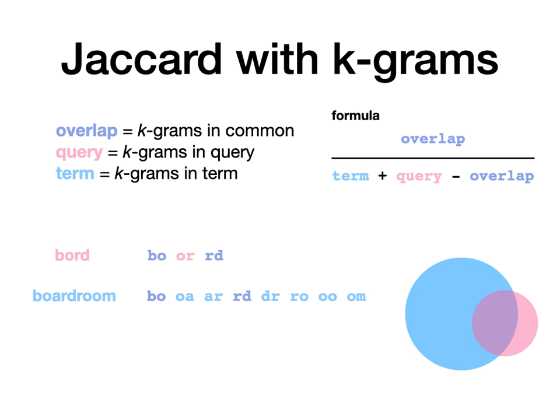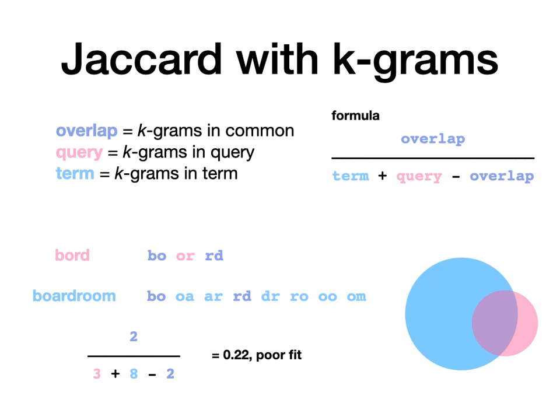We can say the intersection, the overlap, is 2. There's 2 pieces in common. The size of board in terms of its k-grams and the size of boardroom in terms of its k-grams gets us 0.22. That's a poor fit. I mean, it's a poor fit to our eyes.